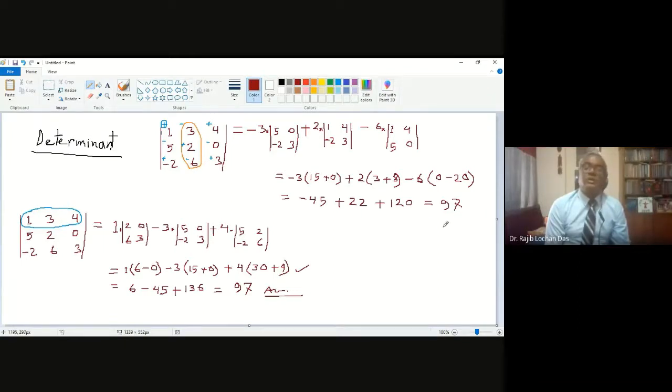Is that okay? So any column you choose, any row you choose, does not matter. The same answer will come. So this is 97 and this is 97. So this is how you find out the value of determinant.